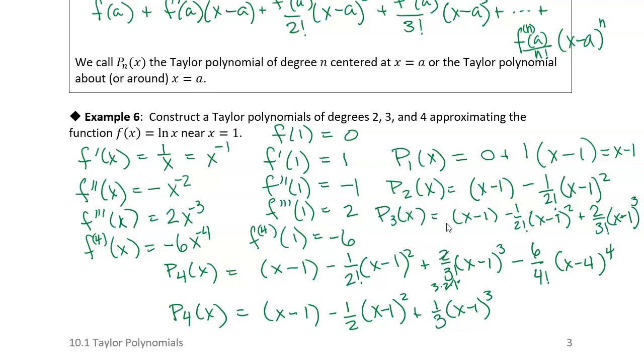And 4 factorial is 4 times 3 times 2 times 1. You notice how 3 times 2 times 1 is 6, so those will cancel. So I end up with a -1/4 x minus 1 to the 4th power. So interesting, right? The coefficients are 1 over 1, 1 over 2, 1 over 3, 1 over 4, and they're alternating signs. There's definitely a pattern going on here, and you can see that when you simplify it. So that's why I simplified it in this case.